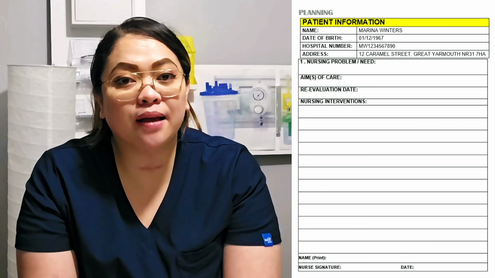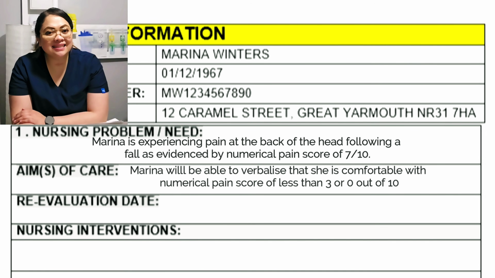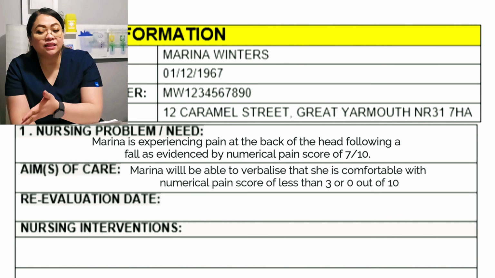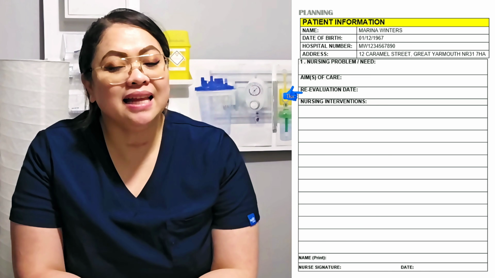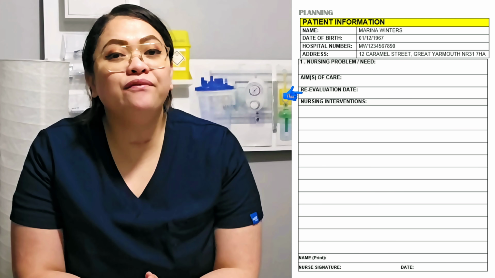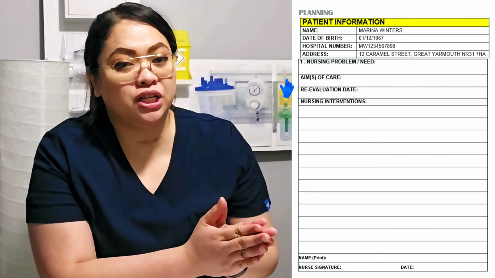My answer here for the aims of care is: Marina will be able to verbalize that she is comfortable and the pain score is less than 3 to 0 or will be 0. Okay? Again, it's measurable because the patient will be able to verbalize, so we can measure that. Okay? So when it comes to the re-evaluation date, can I just be clear, nurses, that this is the re-evaluation of the care plan and not the re-evaluation of the patient?